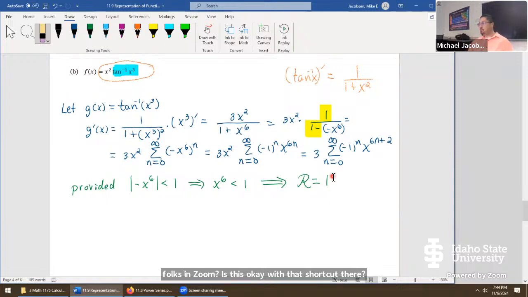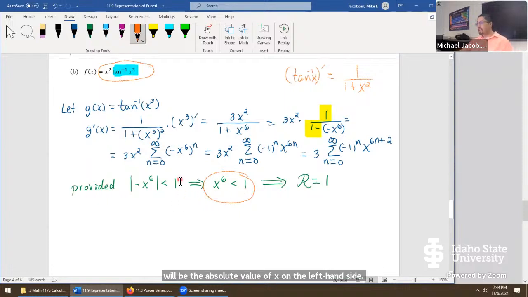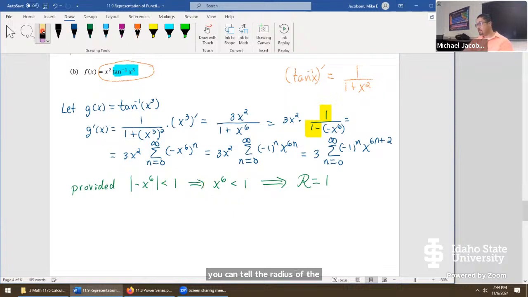Doesn't look like anyone's too opposed. The thought is, if you just take the 6th root of both sides of this, it will be the absolute value of x on the left-hand side, and the 6th root of 1 is just 1. So in this configuration, from here alone, you can tell the radius of convergence is 1. That means in our end answer, we just have to state the radius of convergence for this power series up top as also 1.